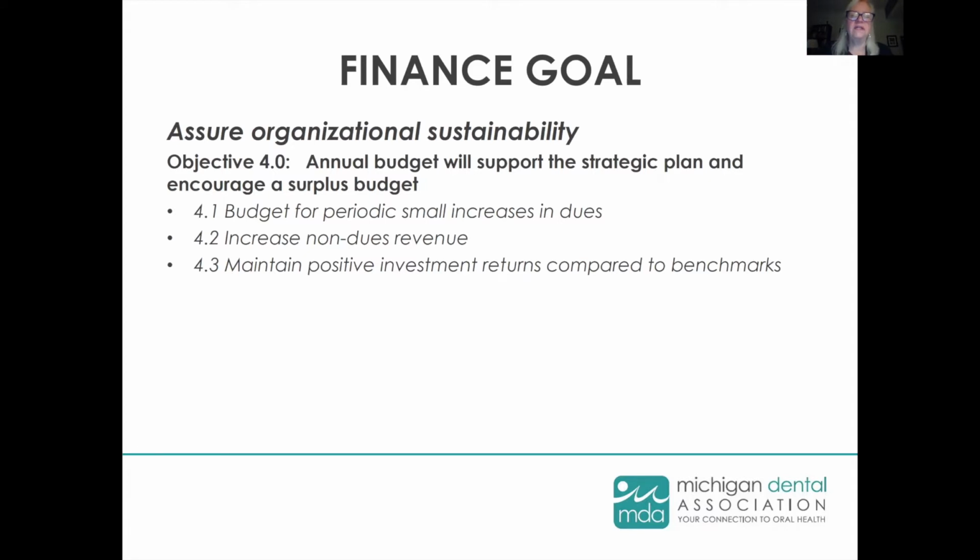Our finance goal is organized towards assuring organizational sustainability. Our annual budget is not necessarily supposed to be a surplus budget, although it typically is. Very rare that we would pass a deficit budget. But it's also important that our annual budget supports our strategic plan. So you can see that we have 3 main strategies for that. One is we tend to want to do periodic small increases in dues, continuing to focus on non-dues revenue, and then our positive investment returns.